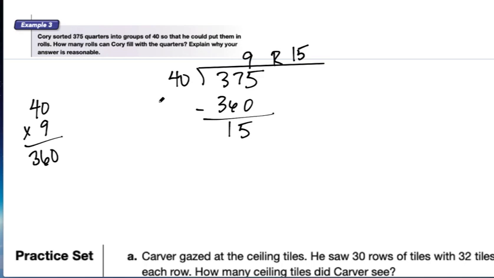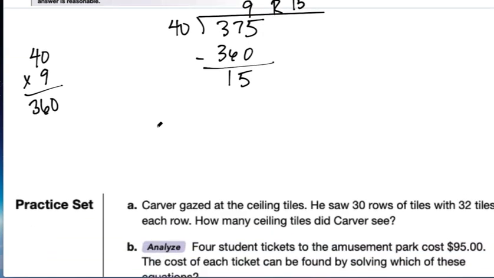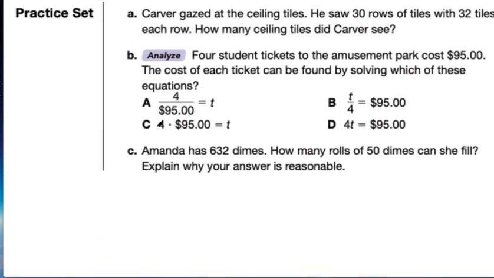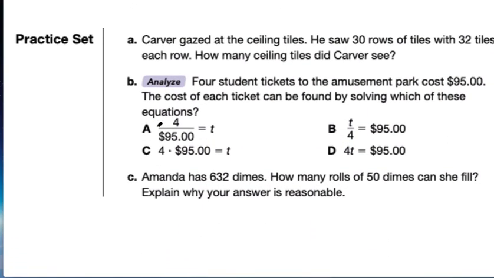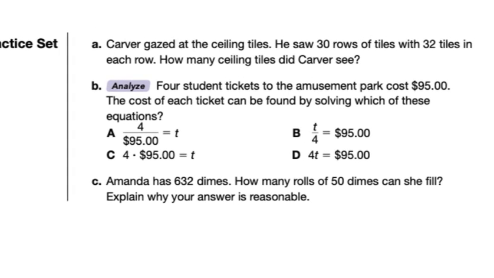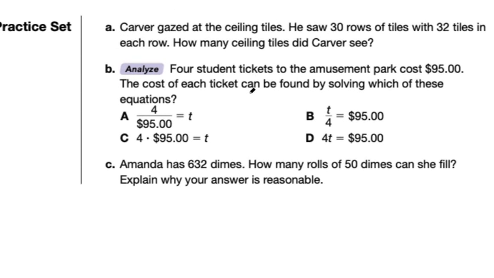It makes sense that if we started off with 375 quarters and we're putting them into these groups of 40, that we're going to have close to 10. So after thinking through the problem, I feel confident about it and I'm ready to go on to our practice set. So you've got a practice set. This is a nice short one though, right? This one isn't too bad.